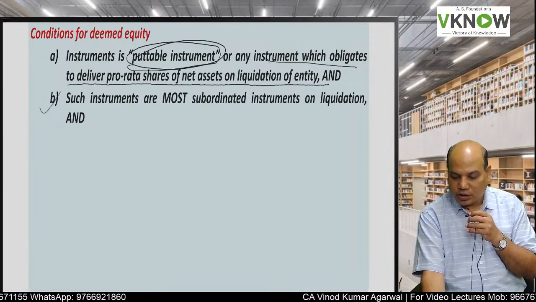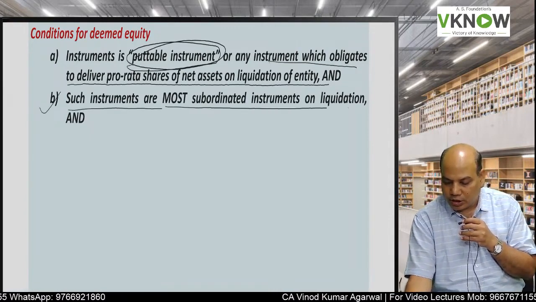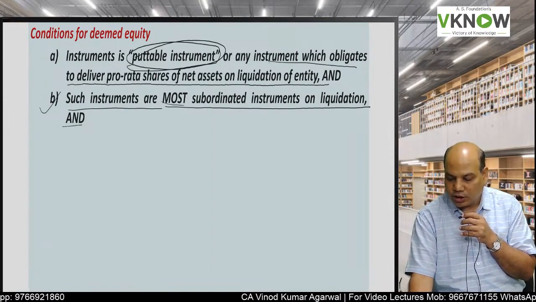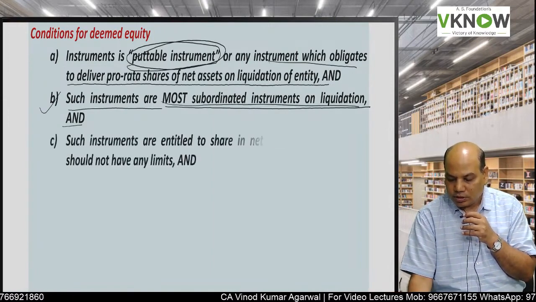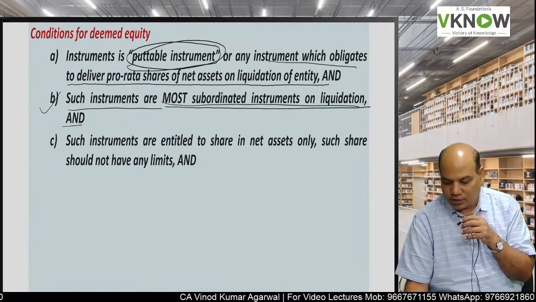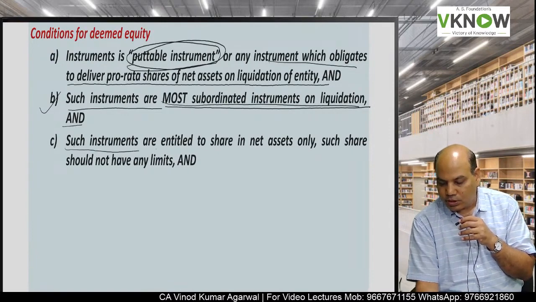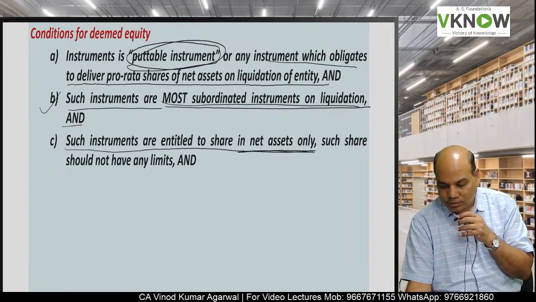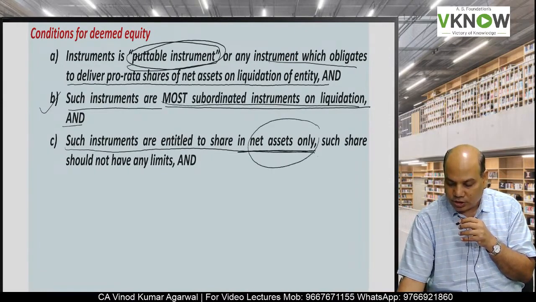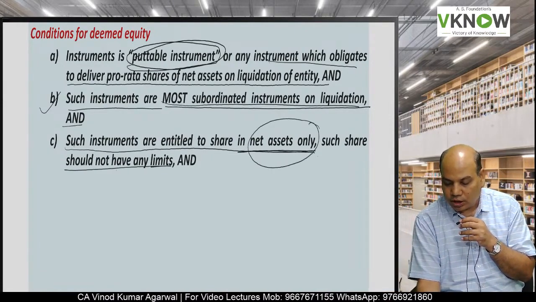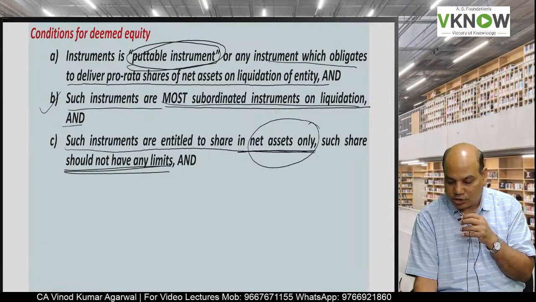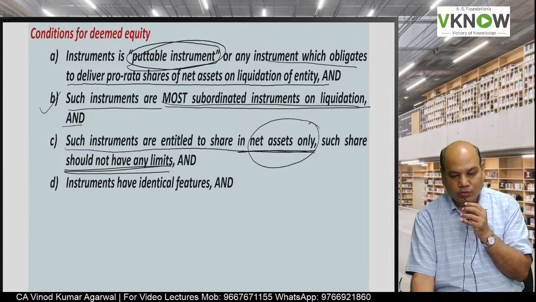Second condition is such instruments are most subordinated instrument on liquidation. That means they will be paid after all other liabilities have been paid. Such instruments are entitled to share in net asset only, and they should not have any limit. So whatever is the net asset, they will get a share in that, which can be very high, very low.